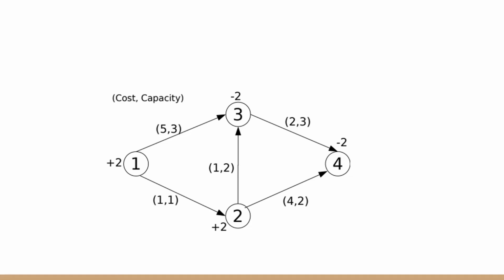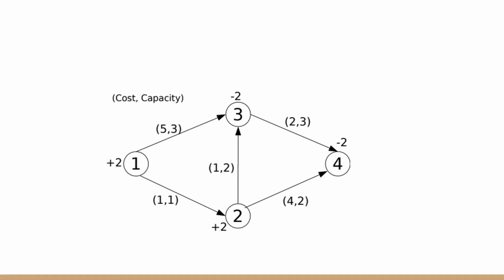So as you can see in the example below, we have vertex 1, 2, 3, and 4. From vertex 1 to vertex 2, the cost is 1 and the capacity is also 1. From 1 to 3, it is 5, 3: the cost is 5, capacity 3. From 2 to 3 is 1, 2: cost is 1, capacity 2. 3 to 4 is 2, 3: the cost is 2, capacity 3, and 2 to 4, the cost is 4 and capacity is 2.